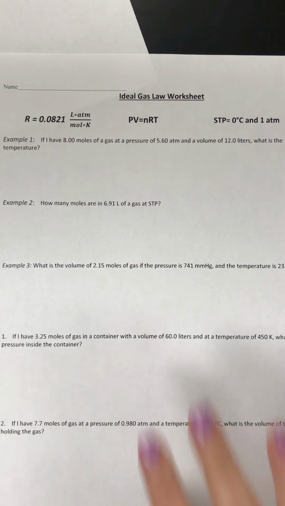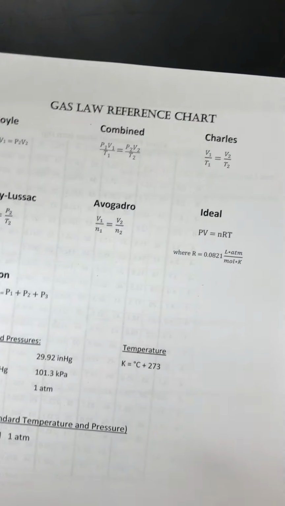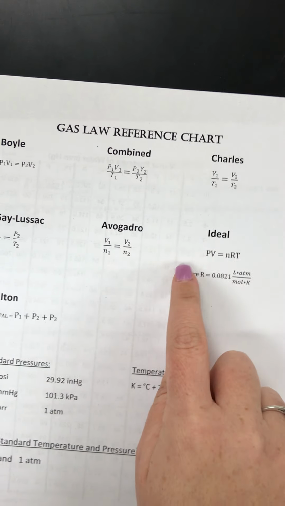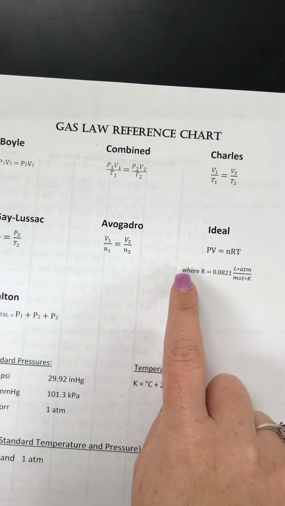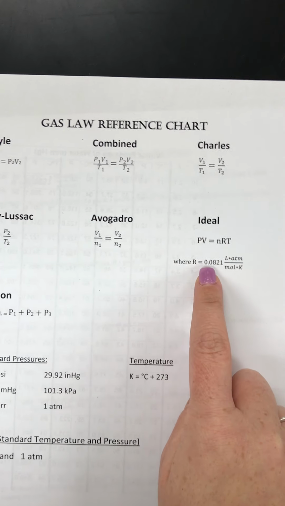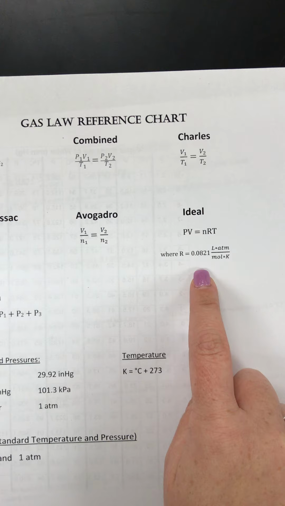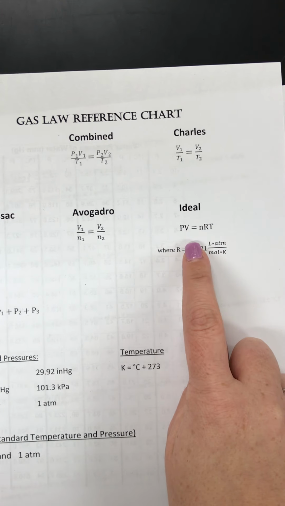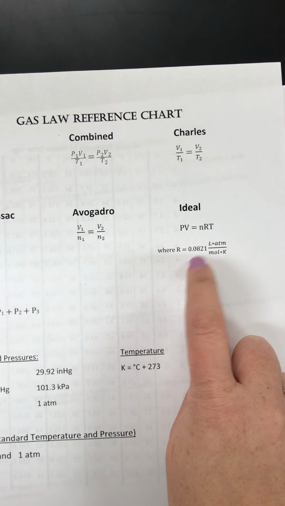Okay, so today we're going to talk about the ideal gas law, and this is one of the laws on your gas law reference chart. So it's this one right here, PV equals nRT, and then it gives you a value for R, which is always going to be 0.0821. And then it has a weird unit, liters times atmospheres divided by moles times Kelvin.